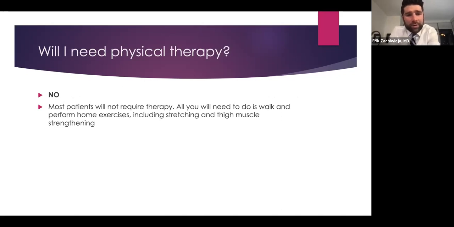Will I need physical therapy? If my patients are motivated and they have good support at home, they do not necessarily need physical therapy. Really, all you have to do is walk regularly and do some basic exercises around the house, and the recovery from hip replacement is actually pretty quick. Patients who maybe aren't so motivated or need a little extra push in the right direction, I will send to physical therapy, but it's not something that all patients require.